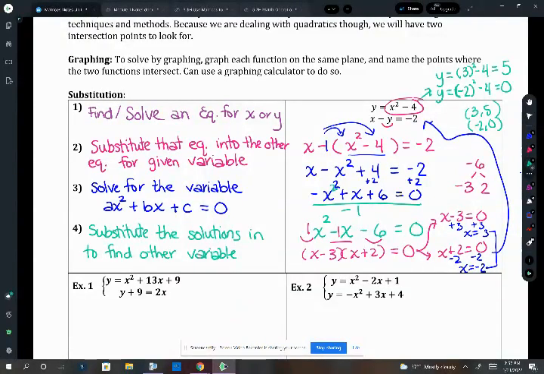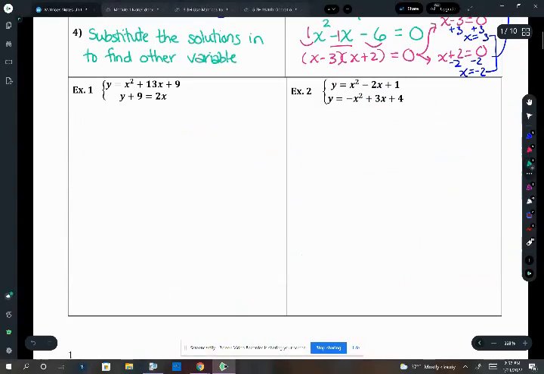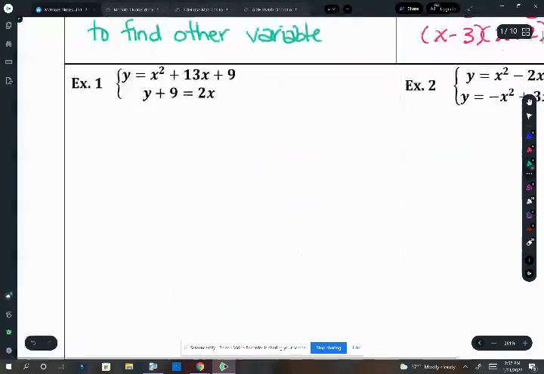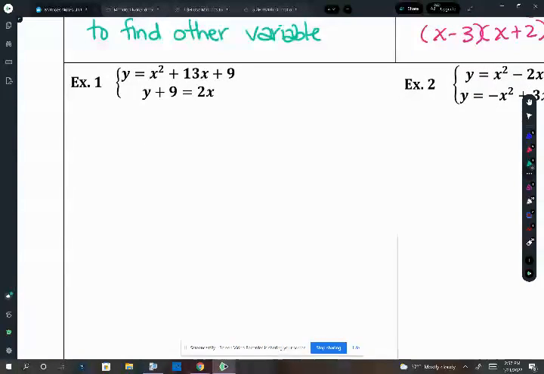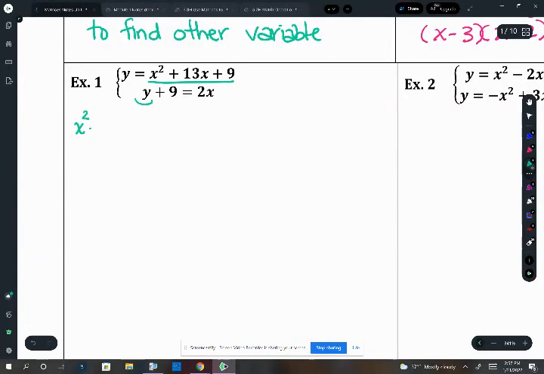All right, so let's look at another one, walking through those steps, and I'll try to write a little bit smaller. So first thing again, remember we're looking for a solution or an equation that's solved for either x or y. And so hopefully you notice that this one's solved for y. And so I'm going to take that y value, I'm going to plug it into the second equation for y. So I'm going to go x squared plus 13x plus 9. And so I'm substituting that in for the y, and then it's going to be plus 9 equals 2x.